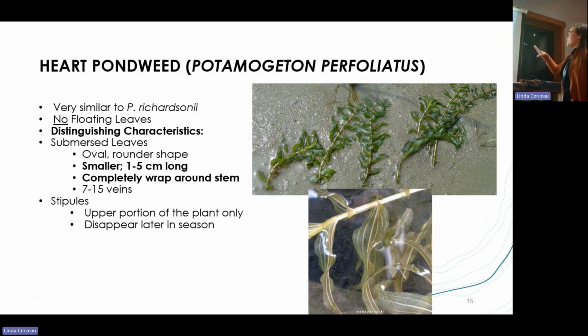And with this one in particular, what helps me remember how to ID this one is that the leaves completely wrap around the stem. So think of it as like giving it a loving hug, heart pondweed, around the stem. And this one typically has 7 to 15 veins on the leaf. So you can take a piece of the leaf off, hold it up to the sunlight and try to count, or you can bring it back to the lab and look at it under a dissecting scope.